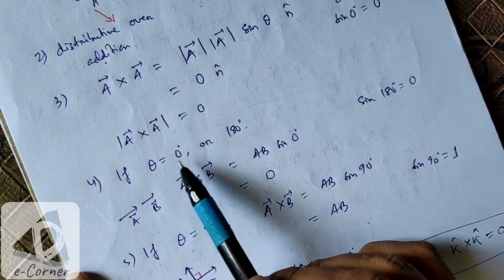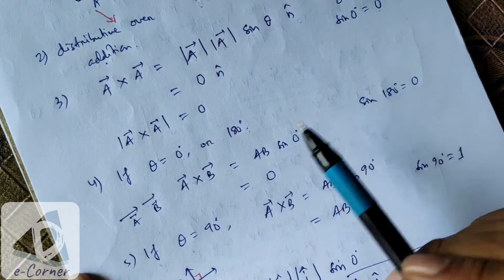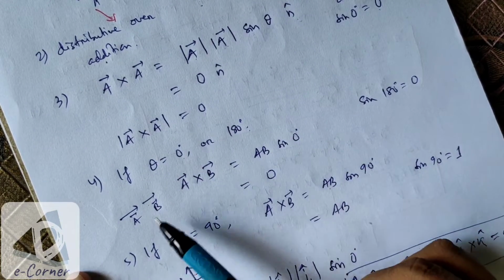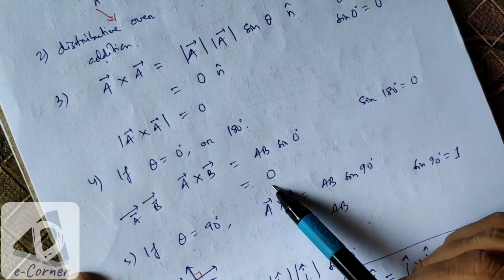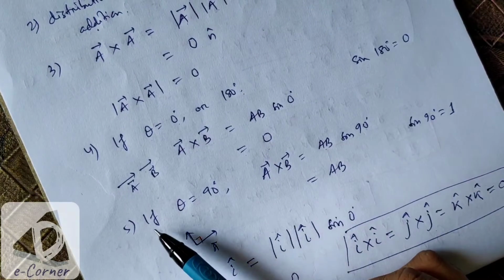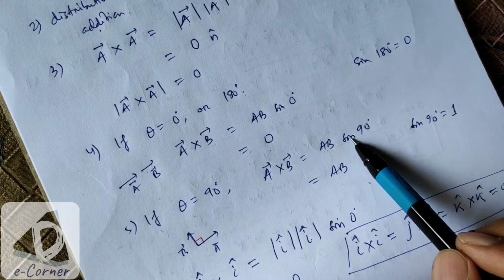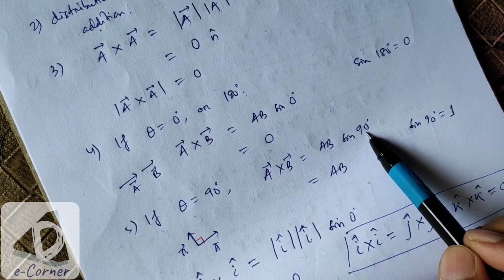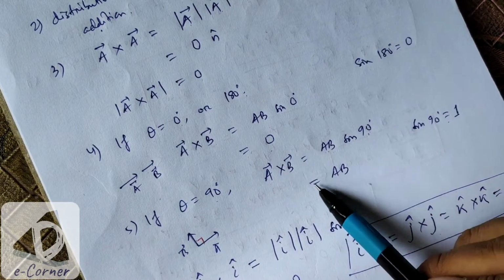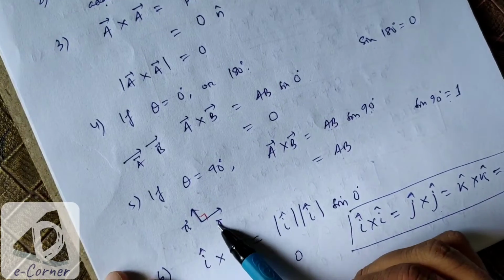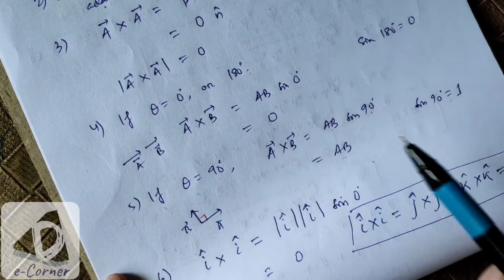Next, if theta is equal to 0 degrees or 180 degrees, that is, if the two vectors are parallel or anti-parallel, then A cross B is equal to AB sin 0 or sin 180, so it will become 0. If theta is equal to 90 degrees, then A cross B can be written as AB sin theta. In place of theta we write 90 degrees, and sin 90 is equal to 1. So this will become AB. Whenever these two vectors A and B are perpendicular, the value becomes maximum.